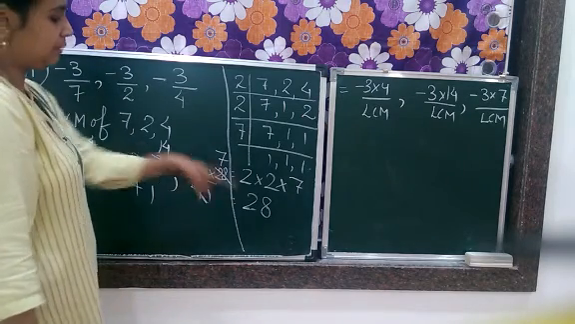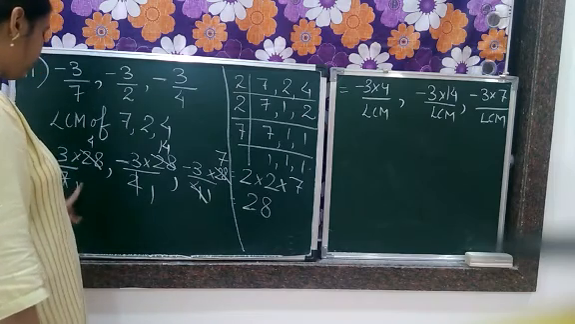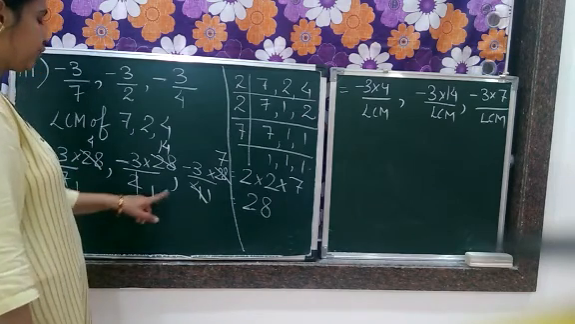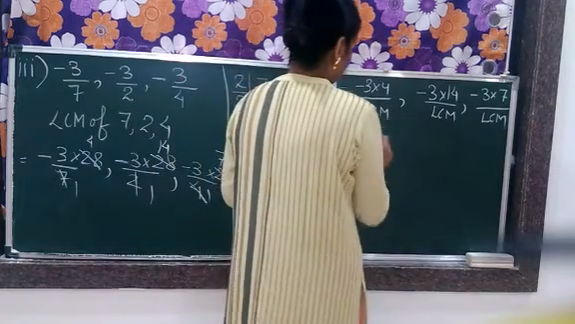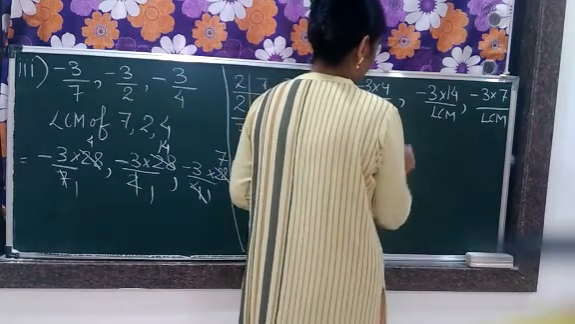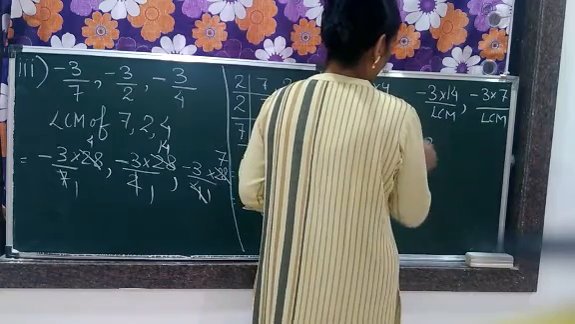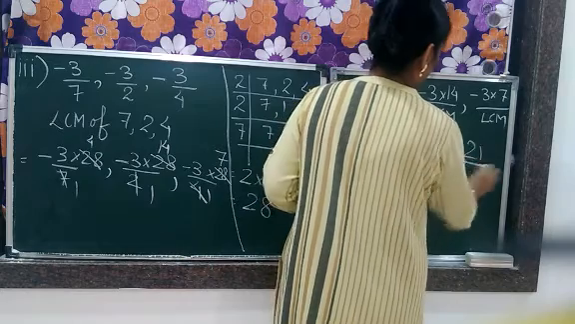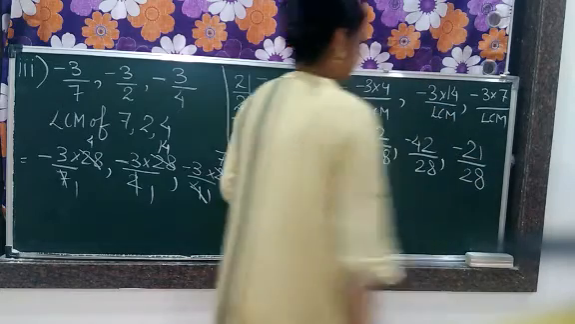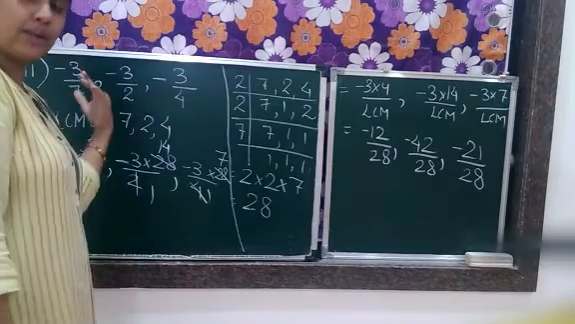So 1 will be replaced by the LCM. You can write, if you want, you can write here also by 28 into 28 into 28. Okay? So 3 fours are 12 by 28. 42 by 28. 21 by 28. Now, again we'll think about the number line.